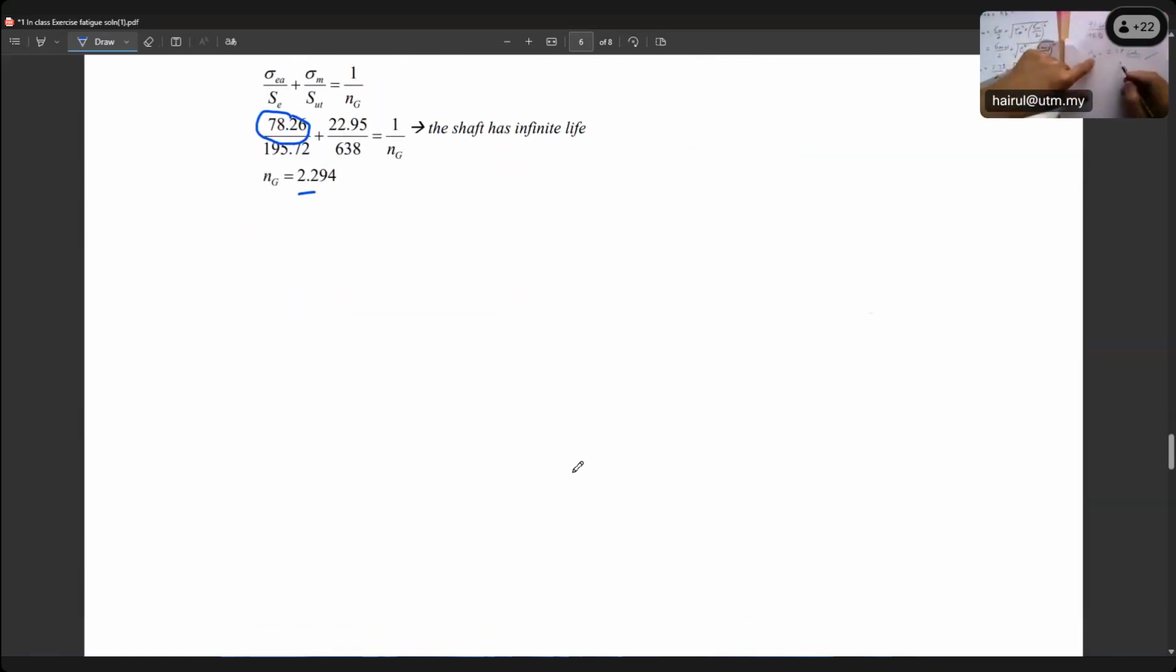If 2.29, it means this shaft is safe based on infinite life. Understand? Infinite life means this shaft rotates 10 million cycles. One revolution is one cycle, 10 to the power 6, even greater than that. The shaft is safe. This system is safe. It means no failure happening. Okay, understand, class?